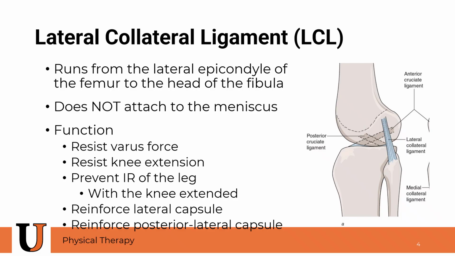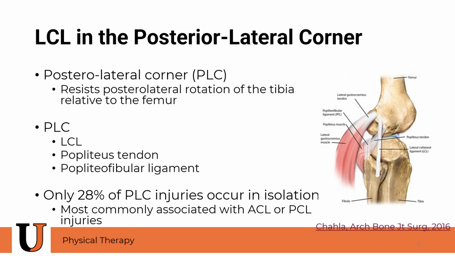The structure of the LCL is discrete and cord-like, and it has a width of about 4 to 5 millimeters, so that's about half a centimeter in width. The function of the LCL primarily is to resist varus force, but it also resists knee extension, prevents internal rotation of the leg with the knee extended, reinforces the lateral capsule, and also reinforces the posterior lateral capsule. Remember, this is extracapsular, so it's not within the capsule itself, but having that external support will help provide that reinforcement to the capsule.